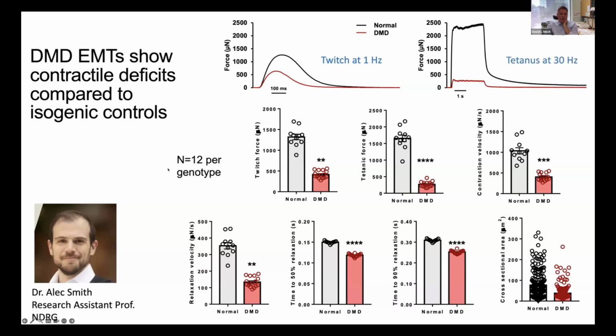So with about N of 12 per group, Alex was able to show a decrease in twitch force, decrease in tetanic force, the contraction velocity is slower, the relaxation velocity is slower, the time to 50% and time to 90% relaxation are also slower. We did see a slight decrease in the DMD EMT cross-sectional area, but we don't think this is big enough to account for these substantial differences in force output.